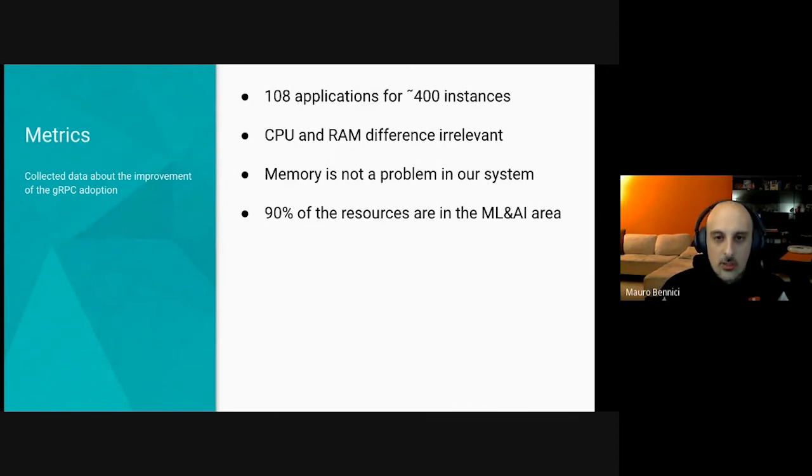So we started to collect metrics too, just to say, okay, we cannot resolve this without seeing what is happening inside your data center, inside your containers. We need a lot of metrics. So we collected the metrics, and we saw that CPU and RAM are not the problem inside this data center. In general there is a lot of memory in the data center just for doing machine learning analysis. But 90% of the resources are in the machine learning AI area. So, okay, this is an area that is not possible to optimize.